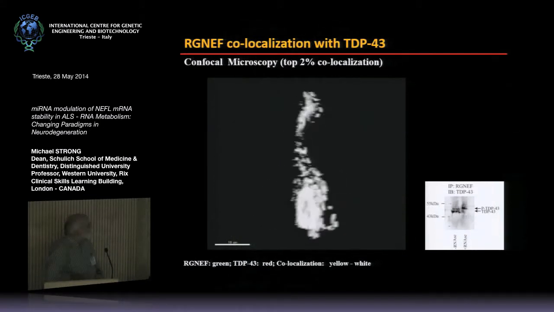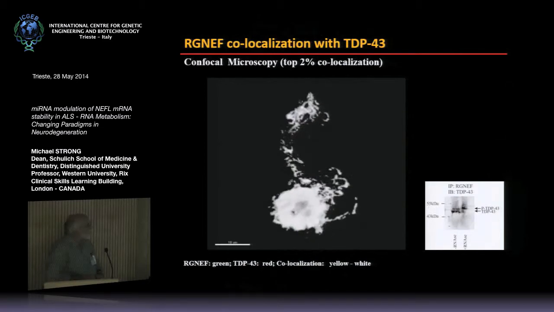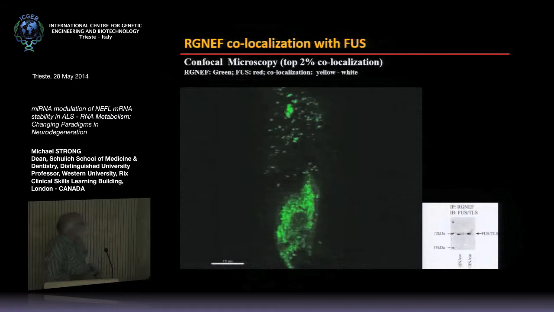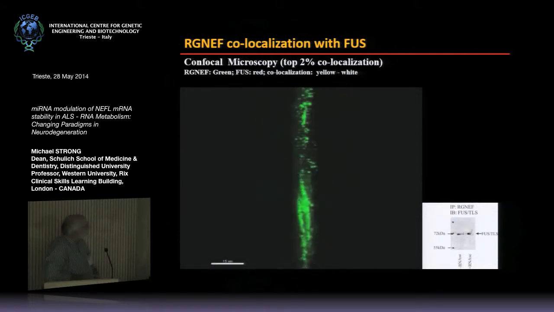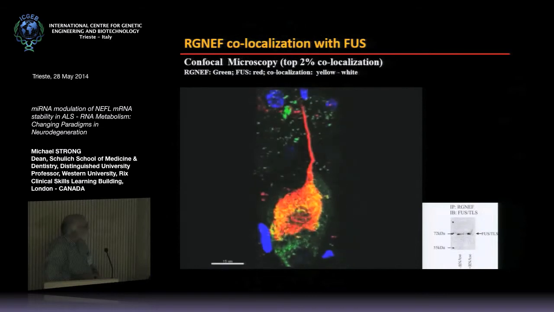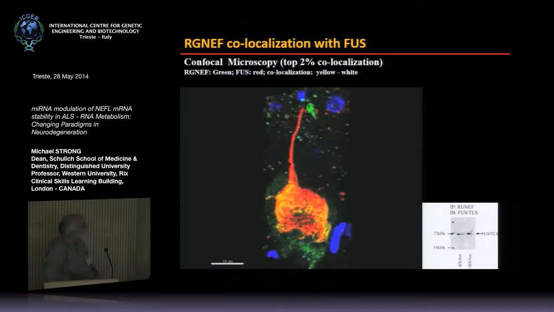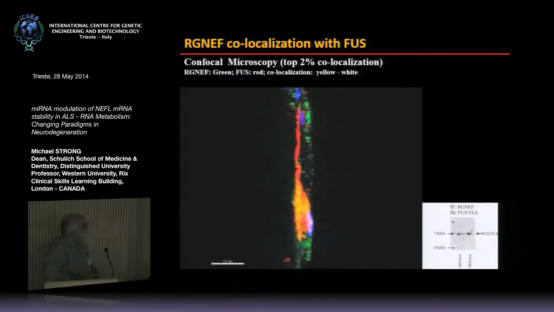Okay, TDP43 and RGNEF. And here's a co-immunoprecipitation just to show you that in fact we can precipitate them down together. So pretty good evidence: same cell, two different proteins, same time. Okay, good with that? Now, how about FUS? So here's RGNEF, all right? Again, we're seeing a cytoplasmic pattern. Here's FUS, right? I think we'd all be quite happy that it doesn't belong where it is right now.